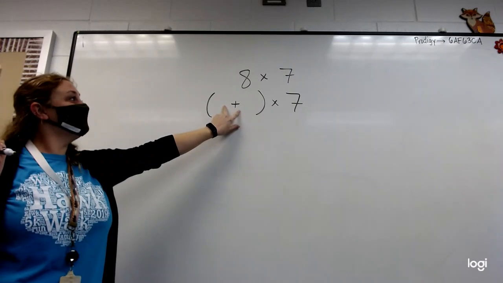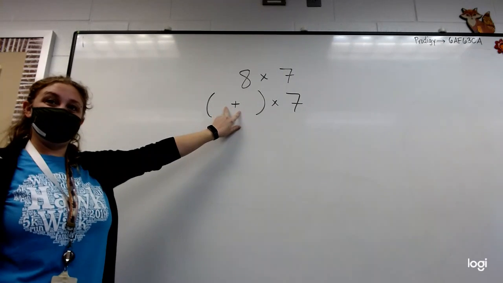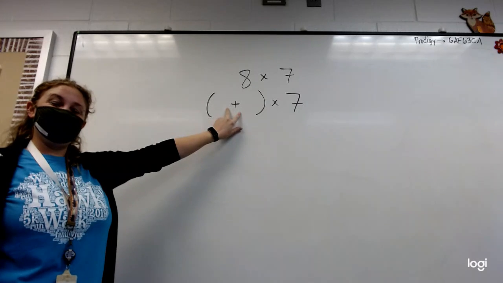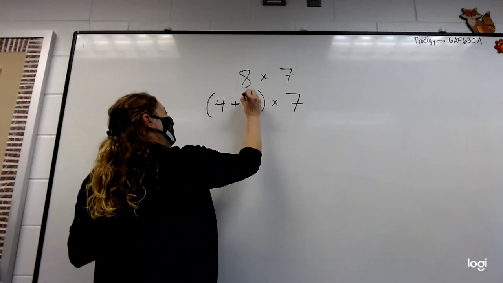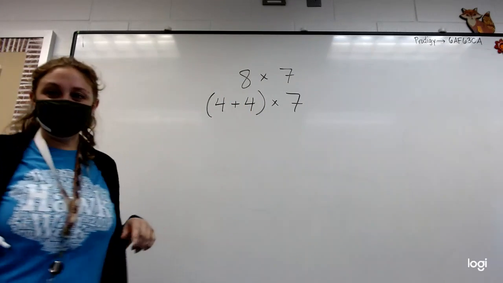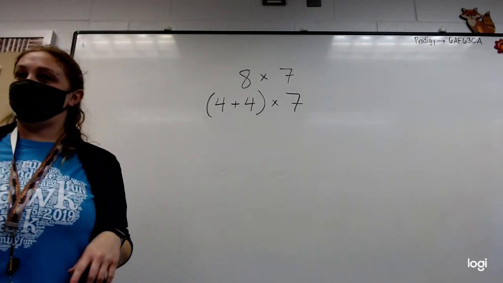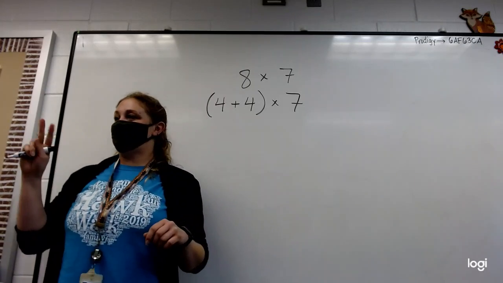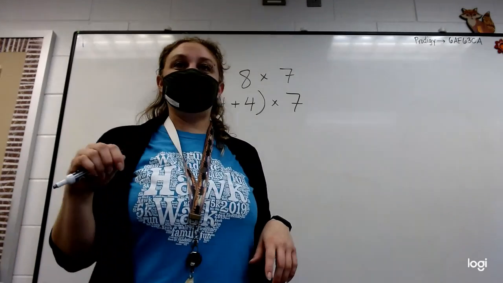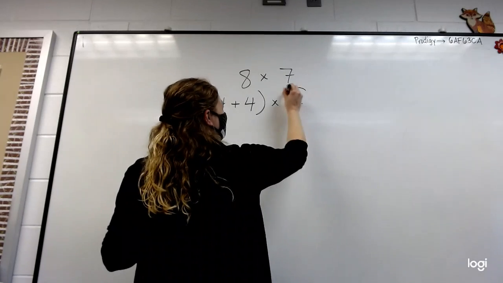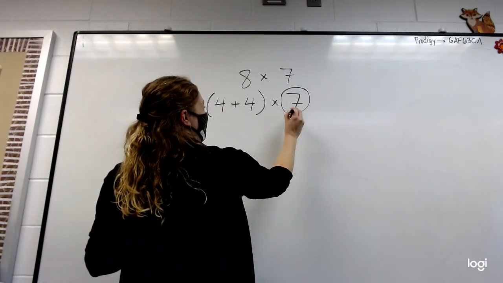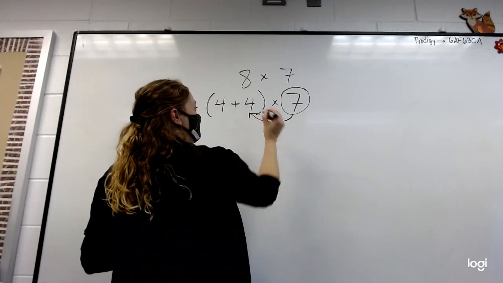Angie? 4 plus 4. I like it. Okay. So that's the first step. You just break one of your factors down into 2 numbers you can add together. Next step is my favorite. I need to make sure the number outside the parentheses is multiplied by everything inside. So 7 times 4 first.